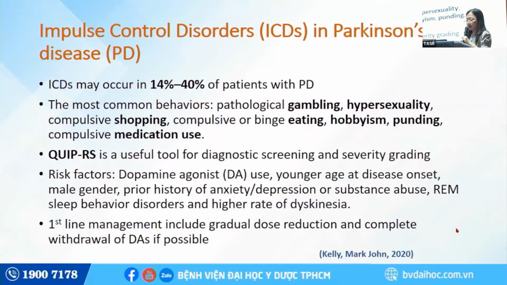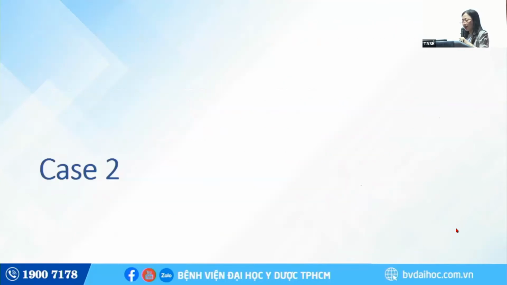And the first-line management includes gradual dose reduction and complete withdrawal of the dopamine agonist if possible. And I think we need to reduce or adjust the dose slowly because abrupt stopping of dopamine agonist can lead to many complications. Yeah. And in the second case.